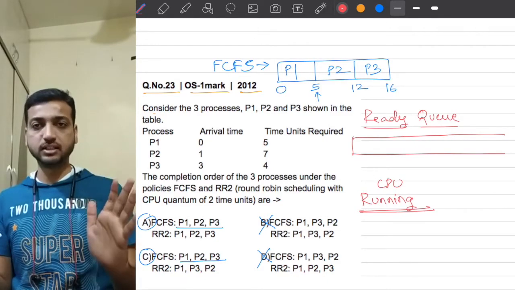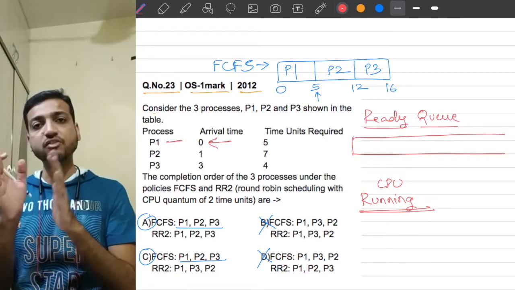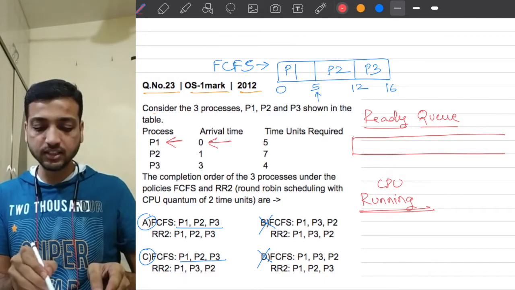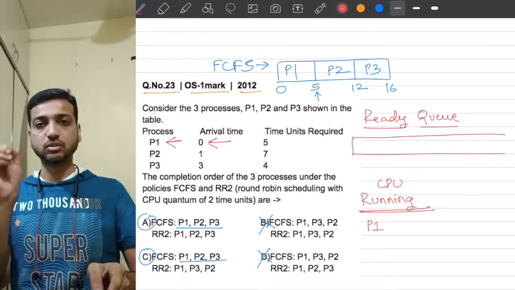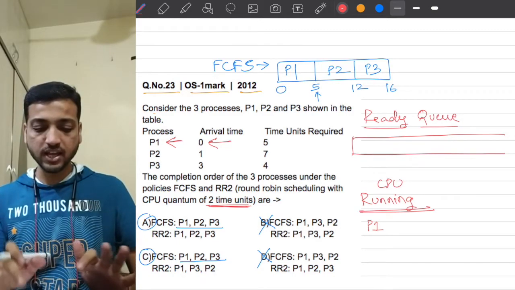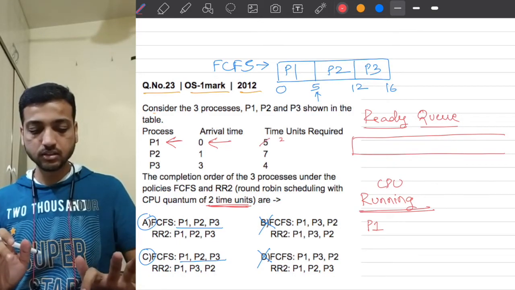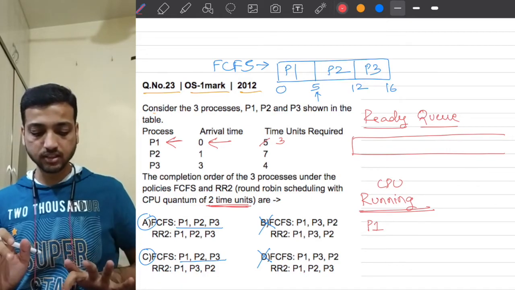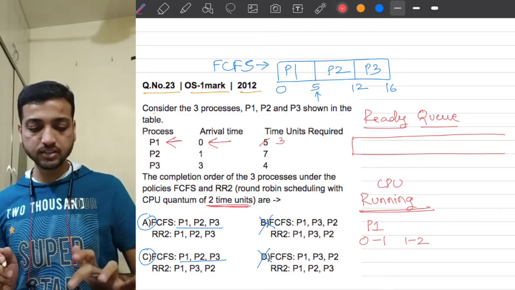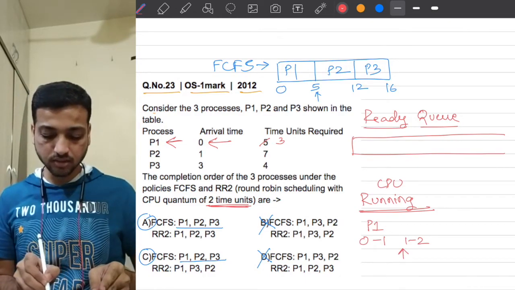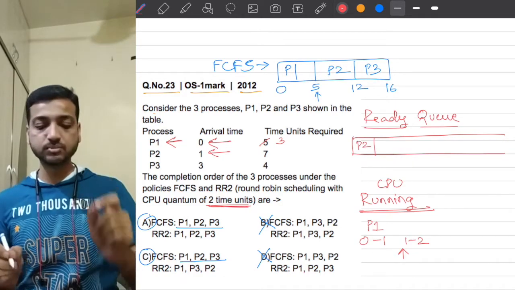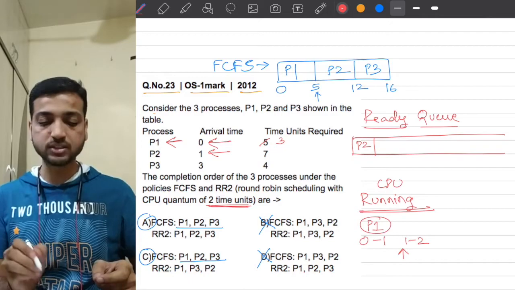Now, as we can see, arrival time 0, so P1 comes first. P1 starts running with the CPU, and we have 2 time units per process. So P1 runs for 2 seconds. So I'll reduce this by 2, and it becomes 3. And while P1 was running, 0 to 1 and 1 to 2, at second 1 P2 arrived. So P2 will come into the ready queue while P1 was running with the CPU.